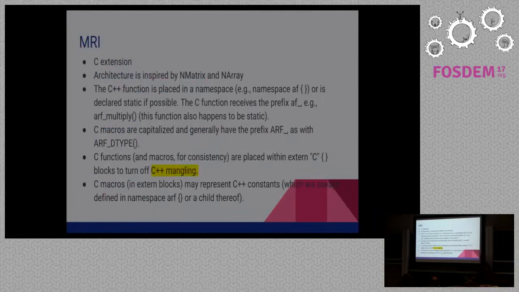So let's see how ArrayFire Ruby is built for MRI. It's a C extension, and the architecture is inspired by NMatrix and NArray. Basically, ArrayFire is written in C++, so when we build this library, we need to handle C++ code. For that, these instructions show how you can do it. The important point to note here is that you get rid of the name mangling errors in C++.